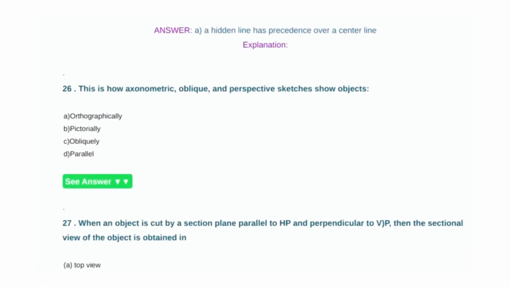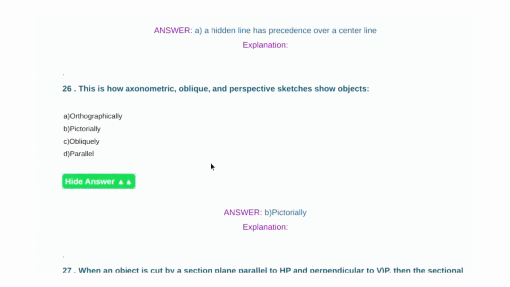This is how axonometric, oblique, and perspective sketches show objects. Options: orthographically, pictorially, obliquely, parallelly. Pictorially is the right answer. Axonometric, oblique, perspective sketches are shown pictorially.